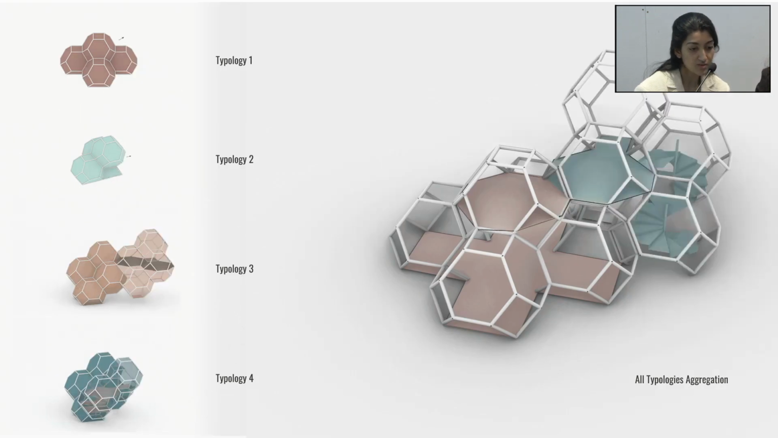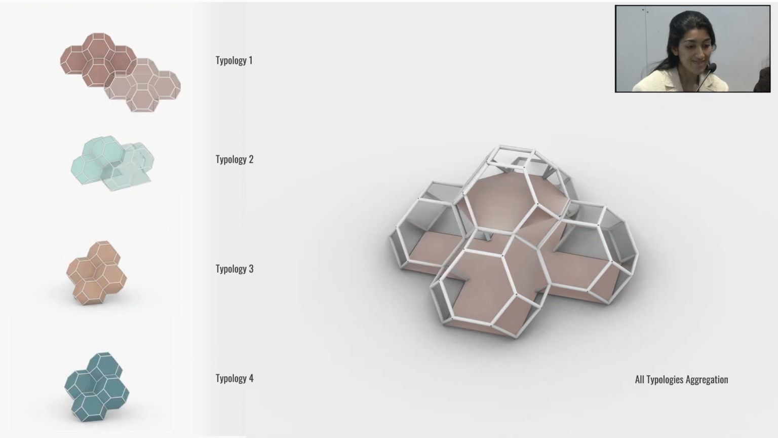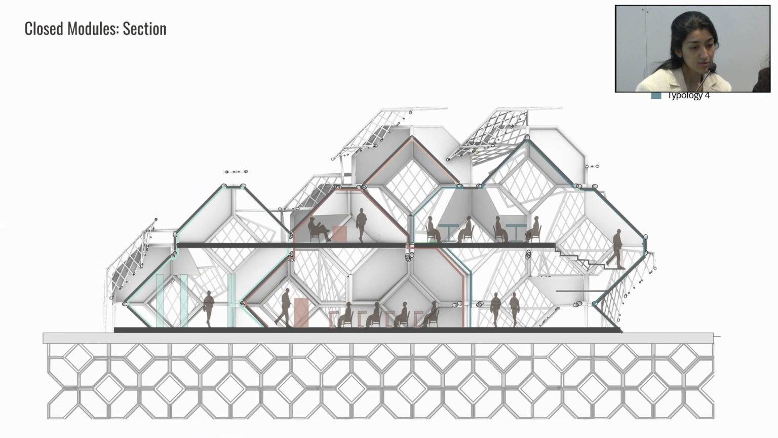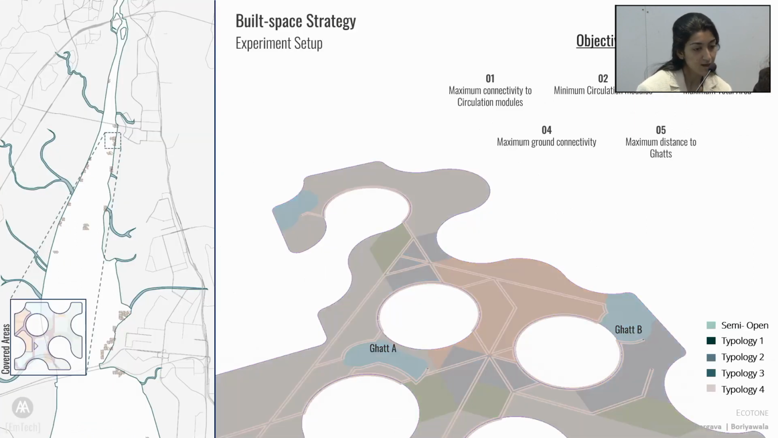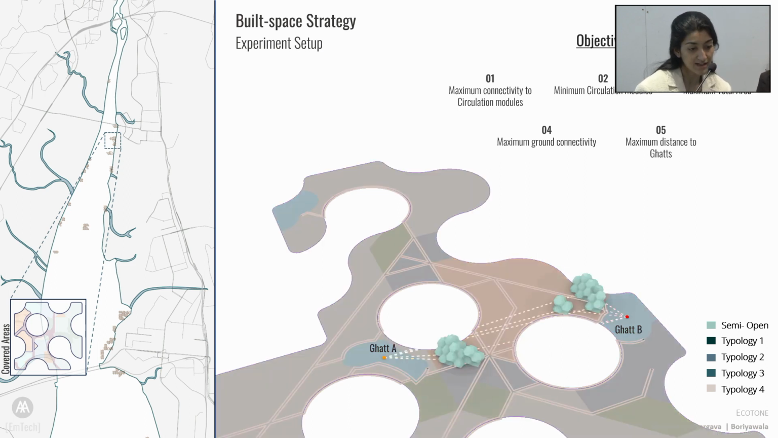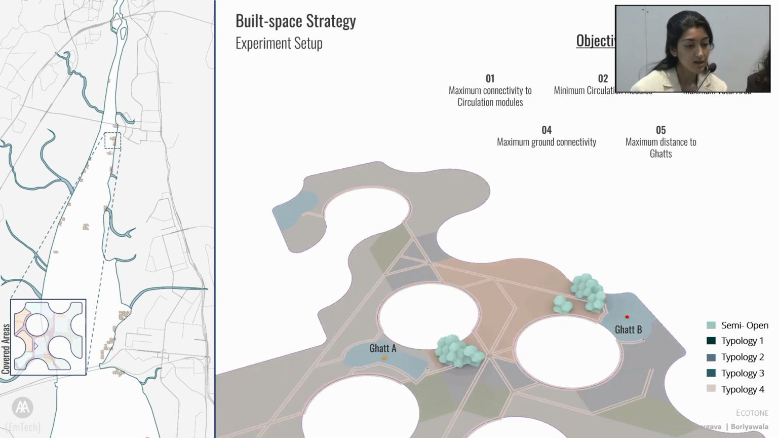The typologies were initially developed to aggregate with relation to themselves and then to each other. This helped us generate a rule set to obtain different sample outcomes. Combining the semi-open spaces and closed spaces, built structures were designed based on the proximity to ghats to serve as treatment facilities for loofah. These spaces together would house activities such as loofah treatment centers, community spaces, and research centers.